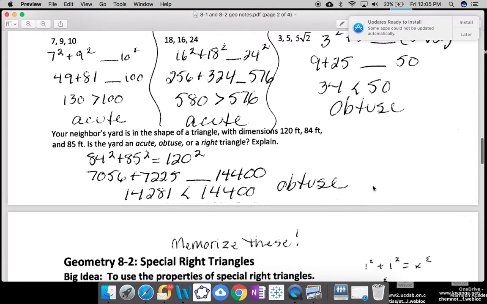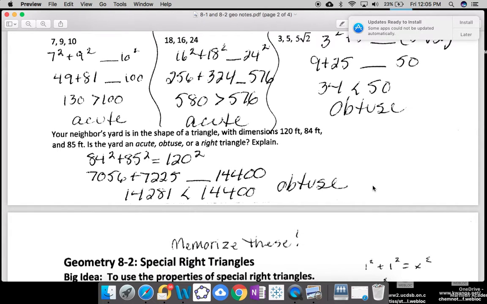And the word problem, you're looking to see the shape of a yard. I take the two smaller sides, I compare it to the third side. I get 14,281, which is smaller than 120 squared of 14,400. Therefore, it is an obtuse triangle.